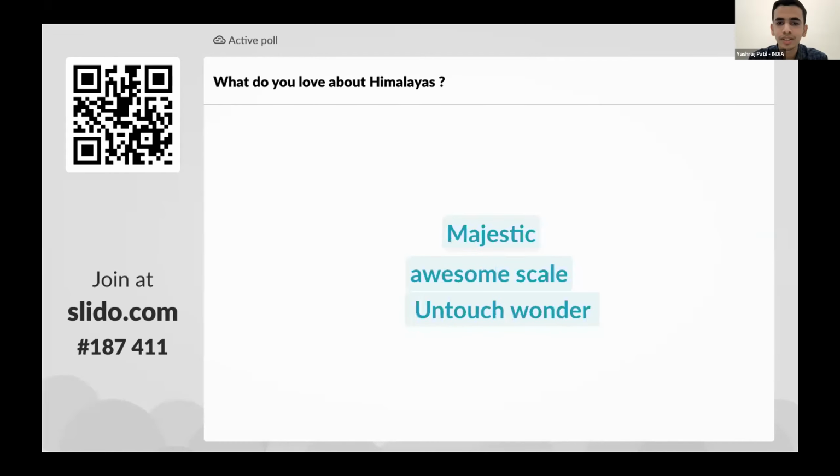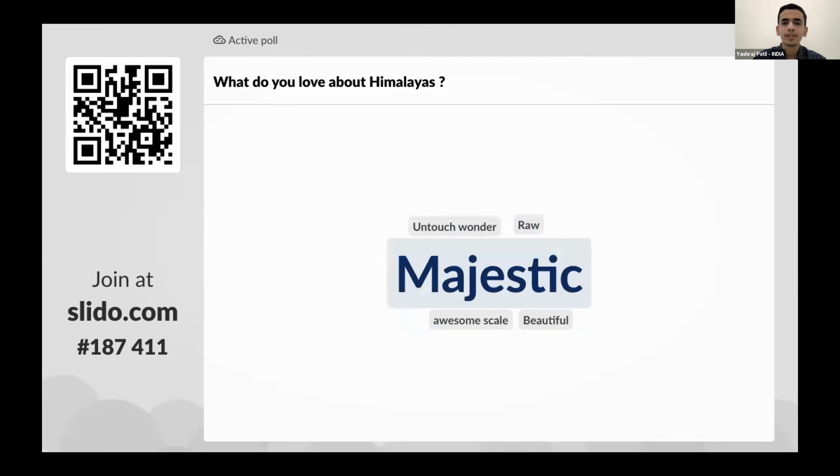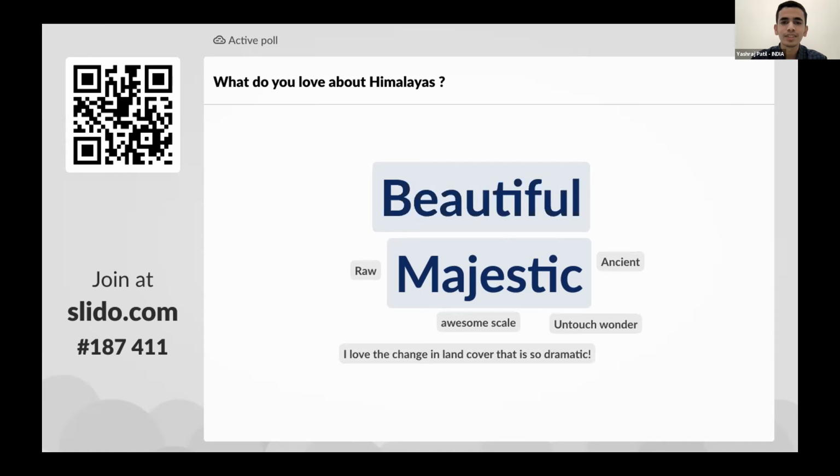Okay, so we are getting the responses. Yeah, exactly. The land cover is changing drastically.